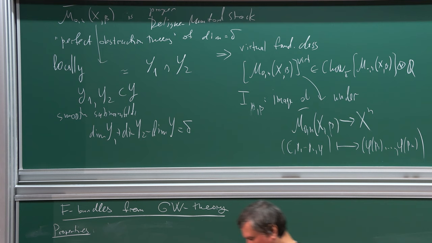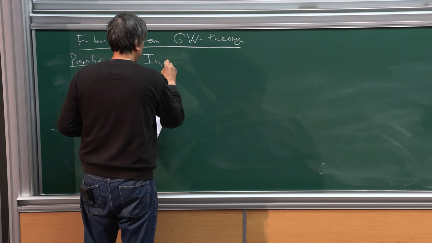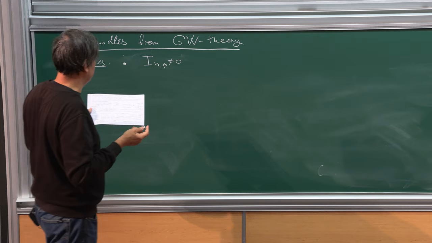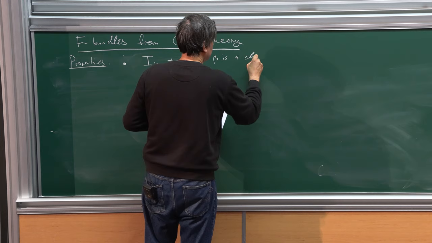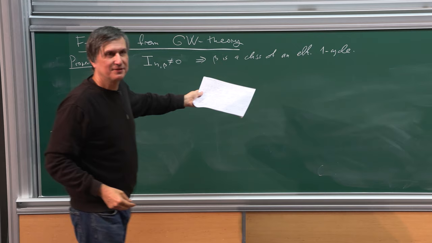Okay. What are the properties of all this? So there are several properties. Obviously, you see that if the thing is non-zero, then beta is a class of an effective one-cycle. It's kind of obvious from the definition. But if you forget the construction, then we should postulate it.